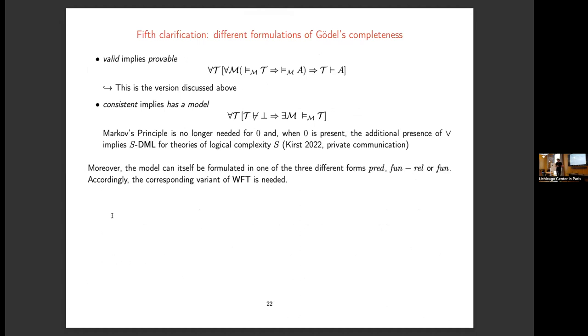There are different ways to think about the completeness theorem. In set theory, it's common to see it as consistent implies a model, and the constructive strength is different. What I was talking about is the valid implies provable form. If you take the consistent implies a model form, then you don't need any more Markov principle in the presence of the false connective. But when the false connective and the disjunction connective are there, you get De Morgan's law for the class of formulas S. If your theory is of logical complexity S, then you get De Morgan's law for this theory, which is amazing.